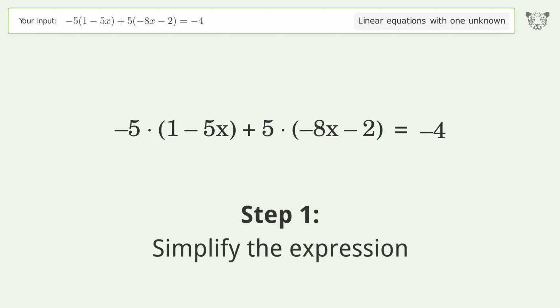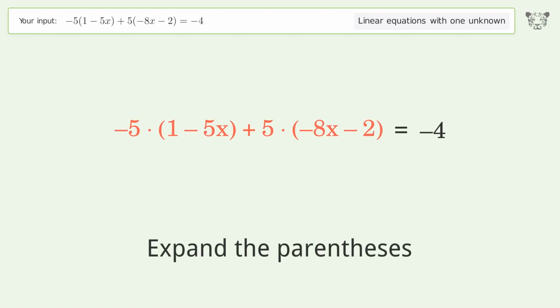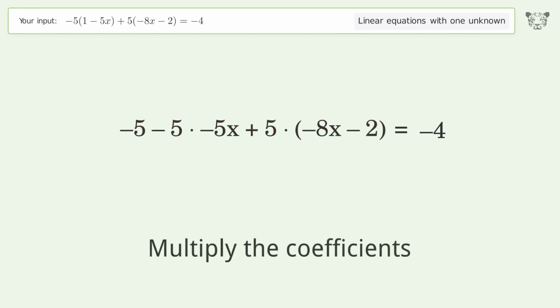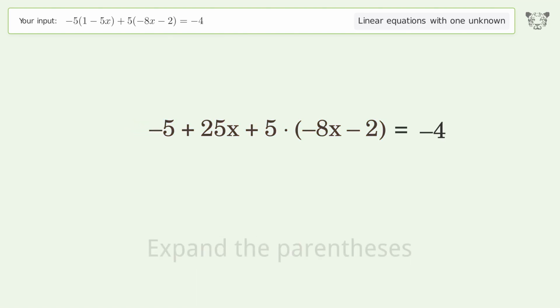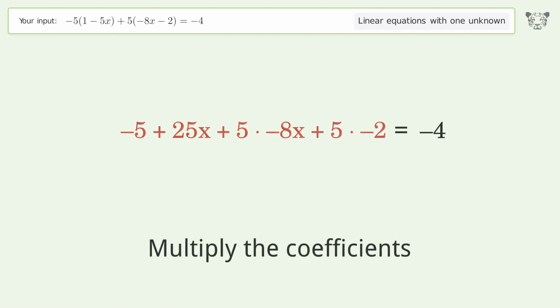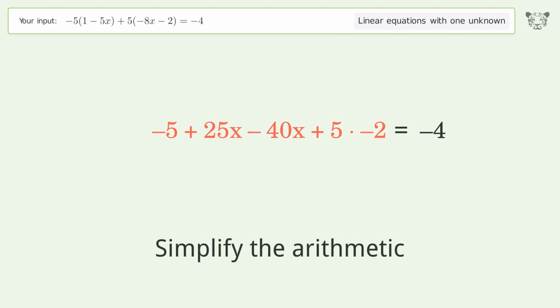Simplify the expression. Expand the parentheses. Simplify the arithmetic. Multiply the coefficients. Expand the parentheses. Multiply the coefficients. Simplify the arithmetic.